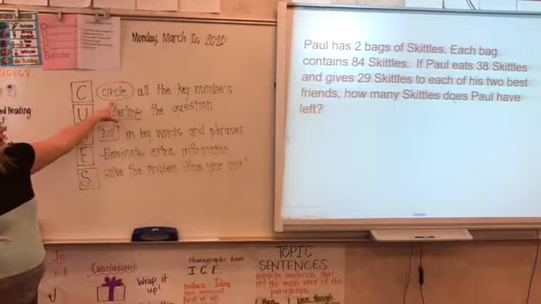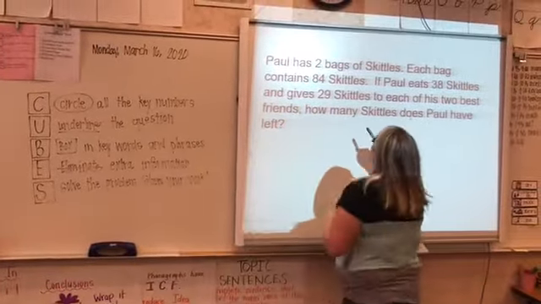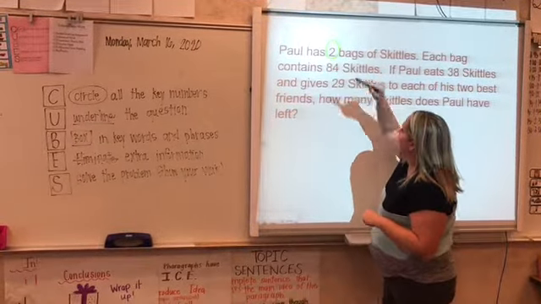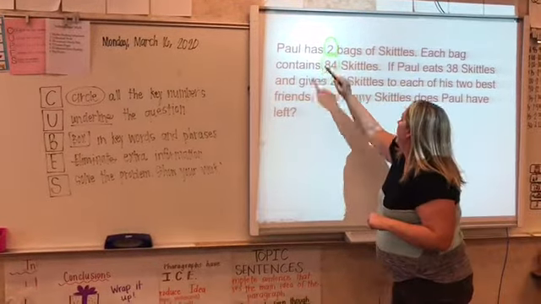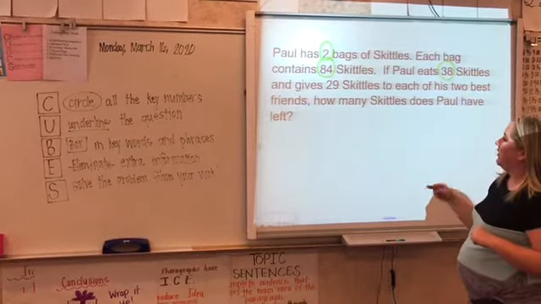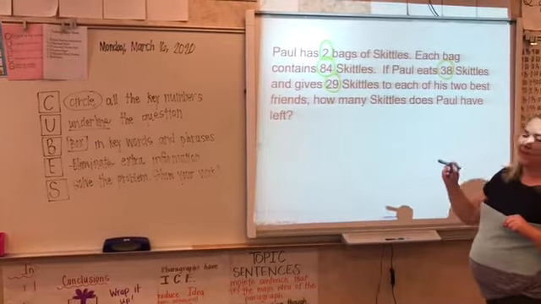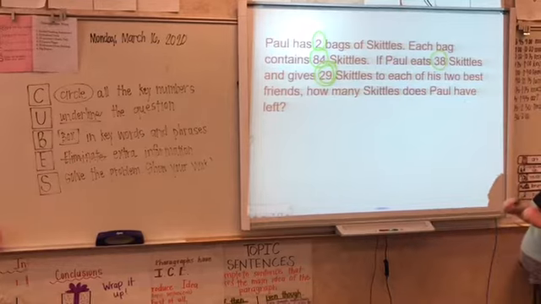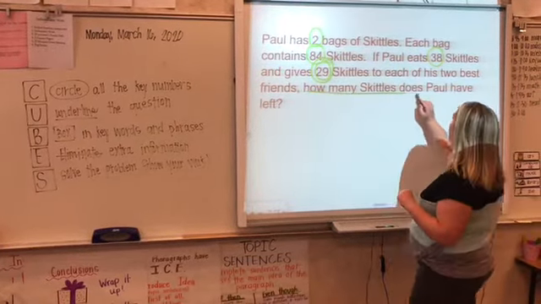So, let's go back to CUBES. We're going to circle all the key numbers. So do this with me. Each bag, he's got 2 of them, and then each bag has 84. He's going to eat 38 of them, and then he's going to give 29 to each of his 2 best friends. So maybe I'm gonna put another circle around that one. Okay, how many Skittles does Paul have left? So we're gonna underline the question, which is the very last part right here.